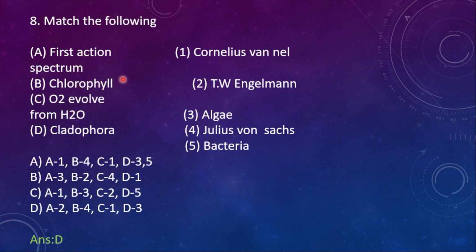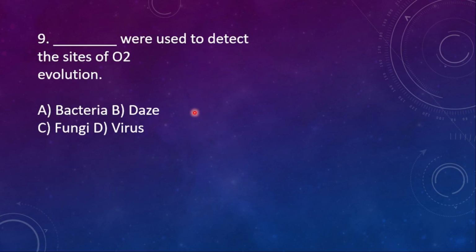So first, action spectrum is T. W. Engelmann, and then chlorophyll, Julius von Sachs. O2 evolved from H2O is Cornelius van Niel, and Cladophora is an alga. So this is the 8th question, and the correct option is D.